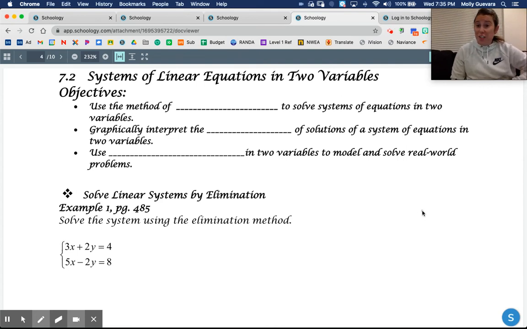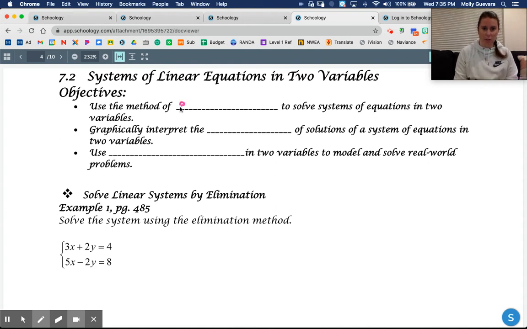We're going to do 7-2 today, which is all about solving linear systems of equations by using the elimination method. So 7-1 was using substitution. 7-2 is going to be using elimination. So three objectives for today.